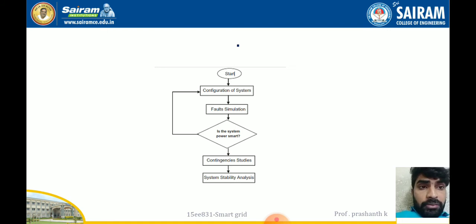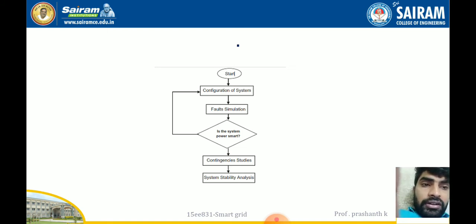And next is the power system smart. So in this, if you make smart technologies and sensor based operations, we consider whether it is a smart grid or an existing grid. So that is the question mark. If it is not a smart grid, definitely it goes back to the configuration of the system, again it would be changing, right? So next is contingency studies.